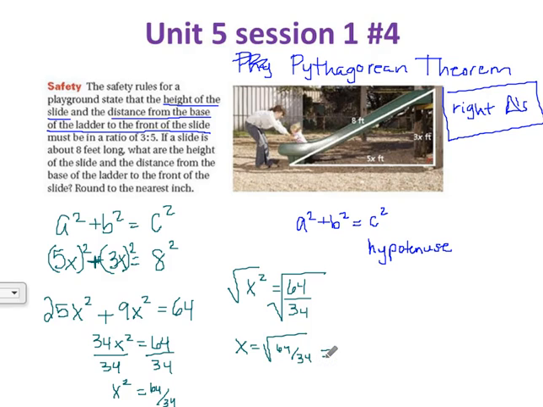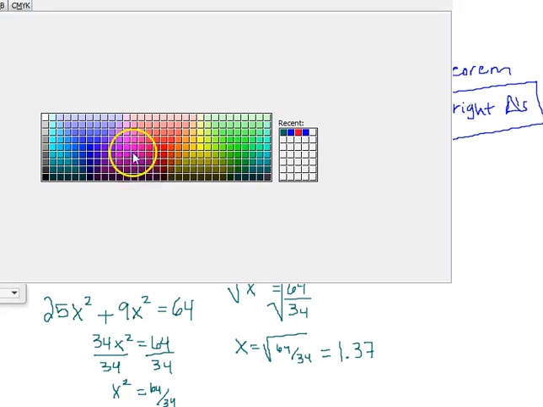I'm going to go ahead and plug this into my calculator and see what I get. The square root of 64 divided by 34, I get 1.37. I'm going to stop at 2 decimal places. And we're not done. We need to find the height of the slide and then the distance from the ladder to the slide. So we just need to plug those values in for x in our diagram.